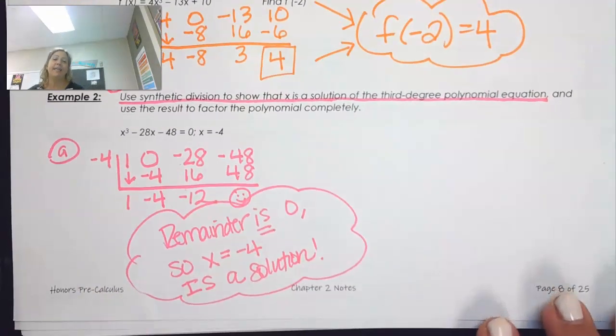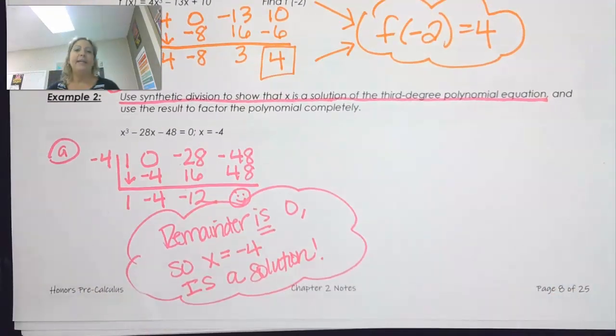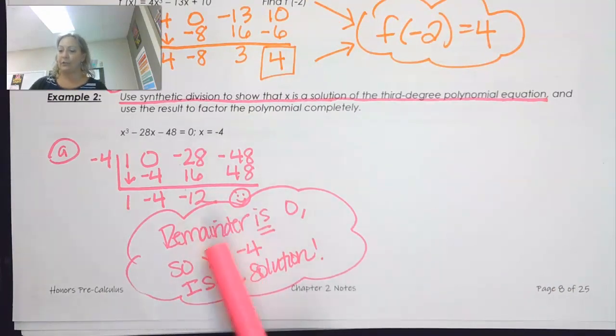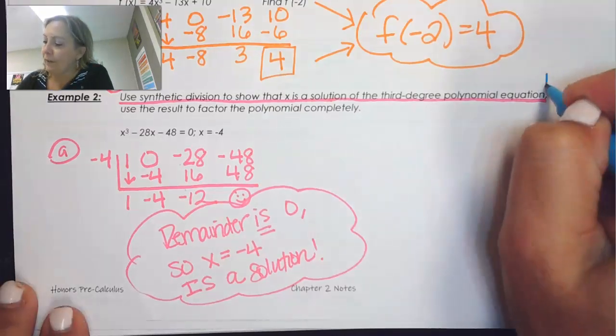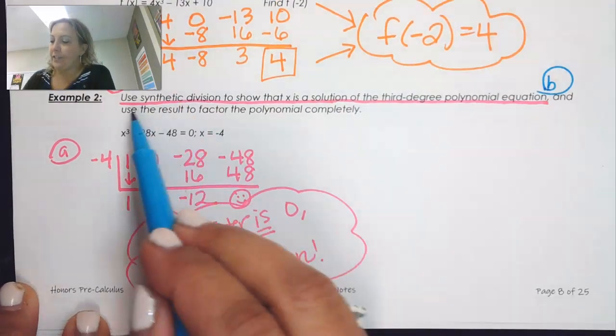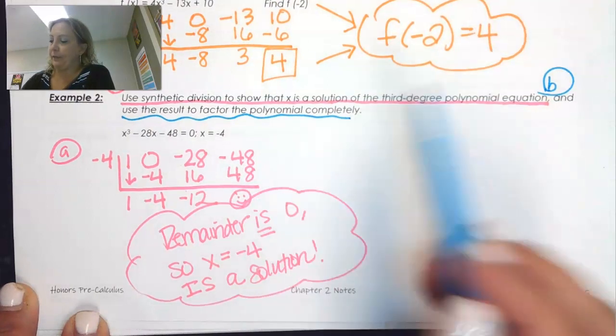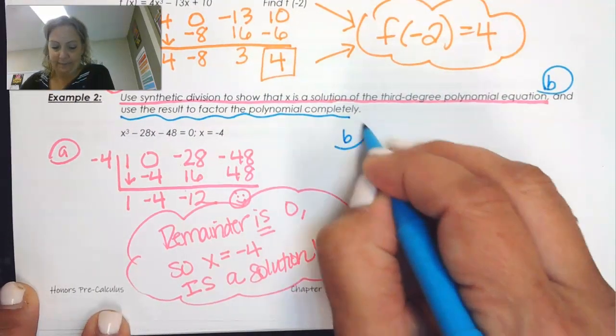That's really the justification behind that. The remainder is 0, so we know that this is a solution. That's how you use synthetic division to show that you have a solution. Now, let's use the result to factor the polynomial completely. So we'll do that here.